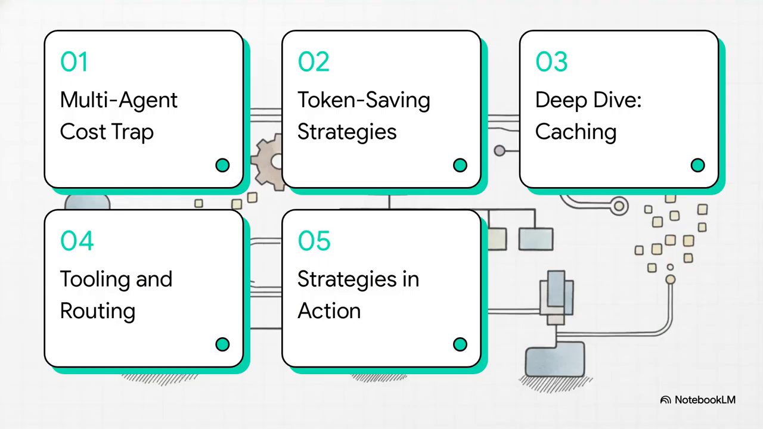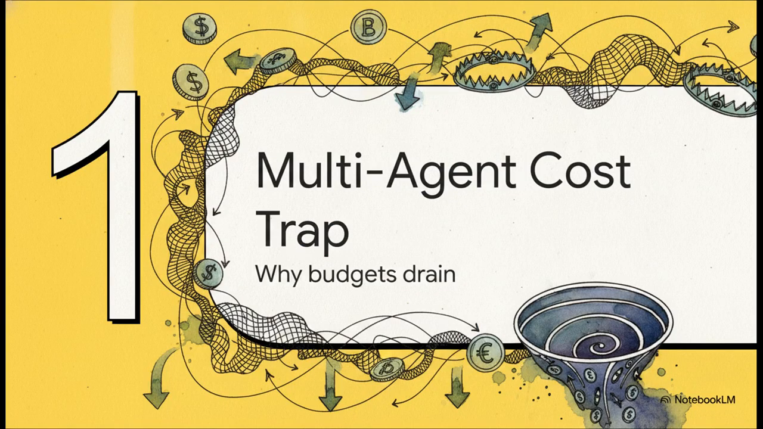Here's our quick roadmap for today. First, we'll look at the multi-agent cost trap. Then, 4 token-saving strategies, a deep dive into semantic caching, smart tooling and routing, and we'll wrap up by seeing the strategies in action. All right, let's jump straight into Section 1, the multi-agent cost trap.